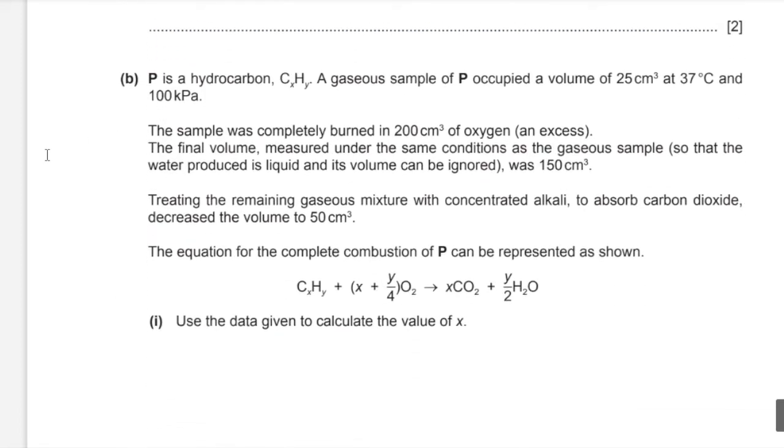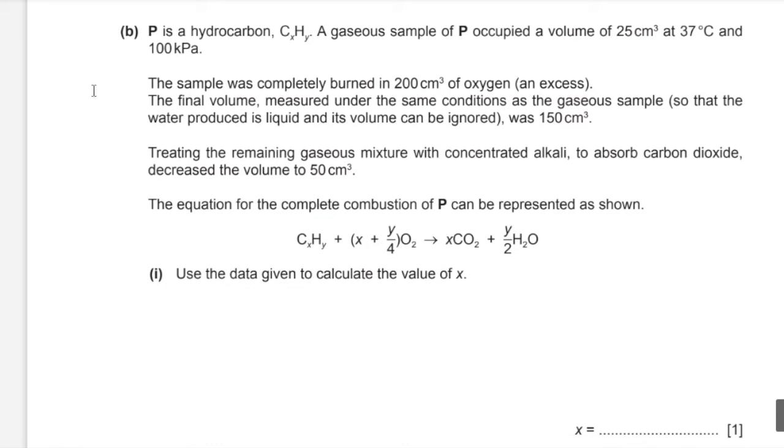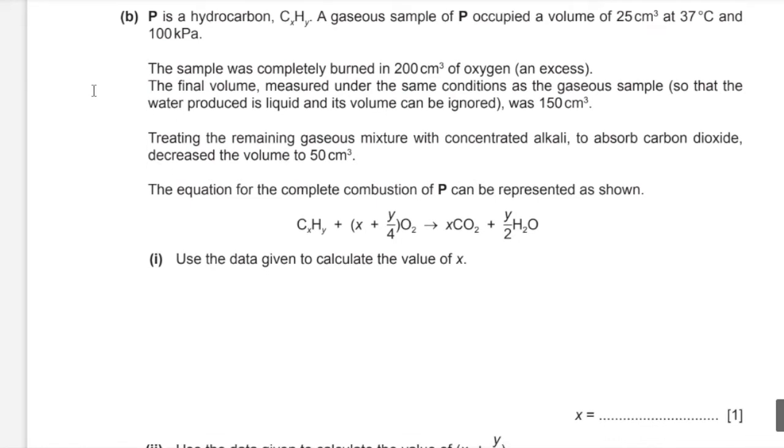B. P is a hydrocarbon, and the number of carbon and hydrogen atoms in this compound is unknown. A gaseous sample of P occupied a volume of 25 cm³ at 37 degrees Celsius and 100 kilopascals. The sample was burned completely in 200 cm³ of oxygen, which was excess. The final volume, measured under the same conditions as the gaseous sample, so that the water produced is liquid and its volume can be ignored, was 150 cm³. Treating the remaining gaseous mixture with concentrated alkali to absorb carbon dioxide decreased the volume to 50 cm³.